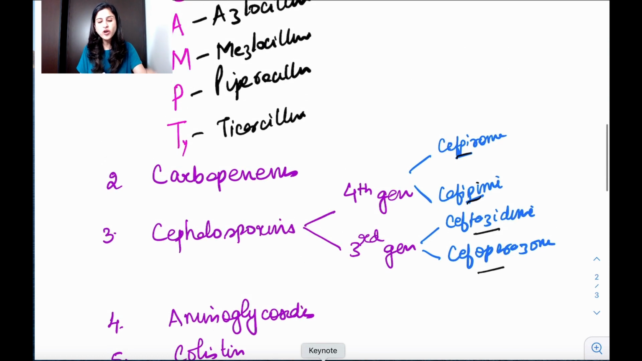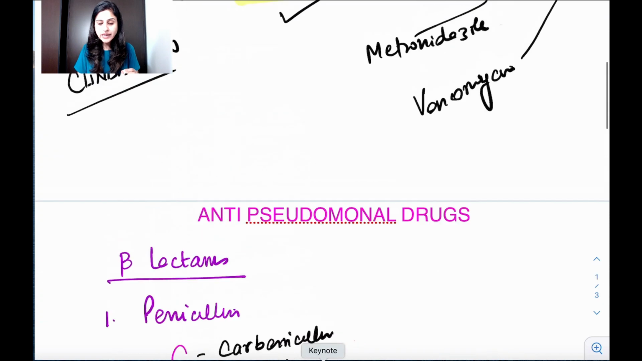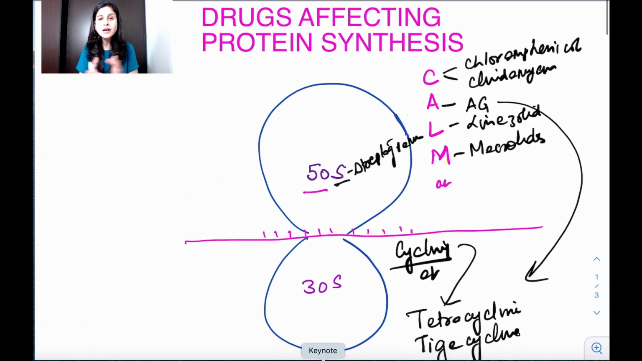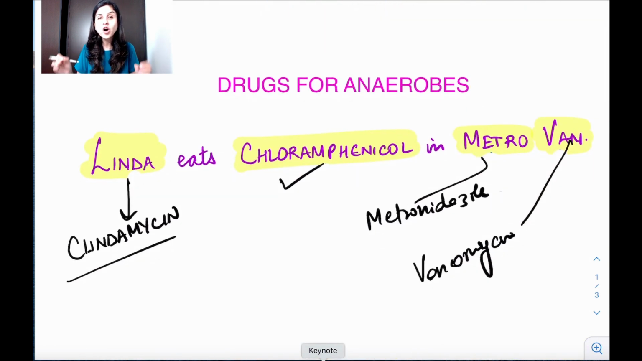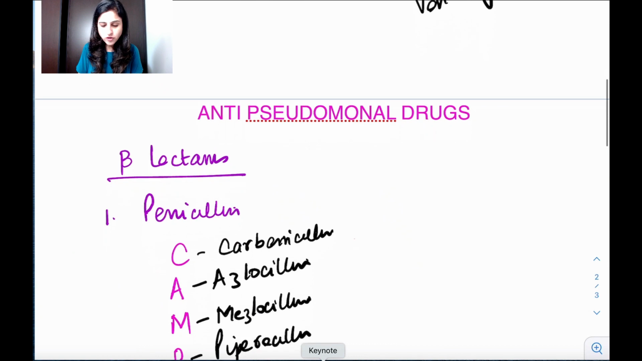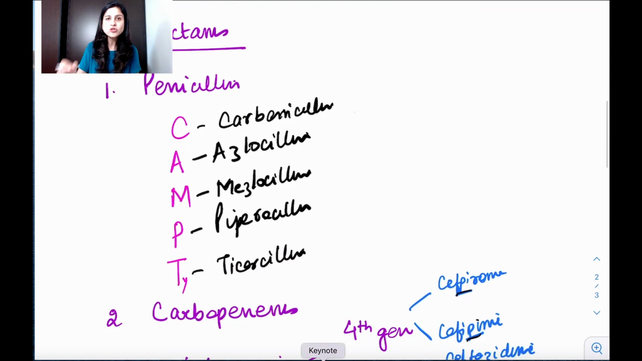So these are your important mnemonics, some tips to remember certain antimicrobials. So starting with this, protein synthesis mein ho gaya, calm at 50, cycling at 30. For anaerobes, Linda eats chloramphenicol in the metro van. And for the anti-pseudomonal penicillin groups, you know the Campty falls. Campty ka full form aap yaad rakhoge.